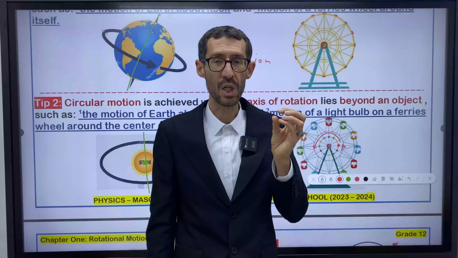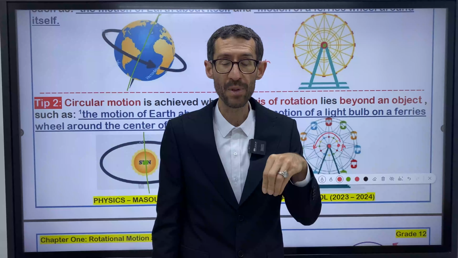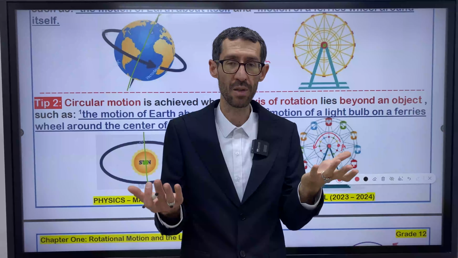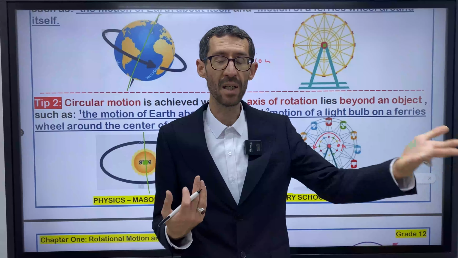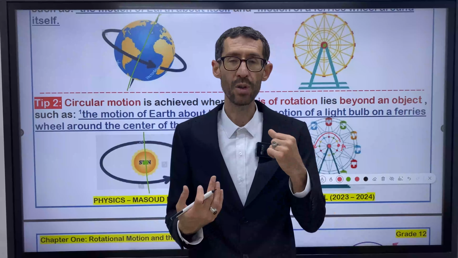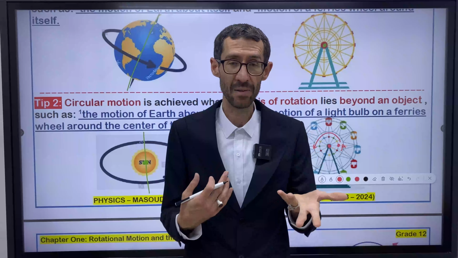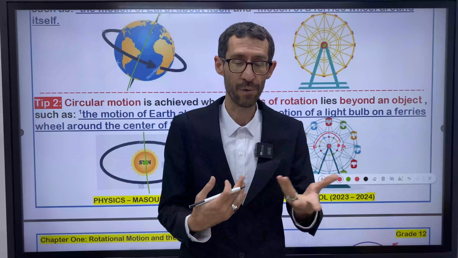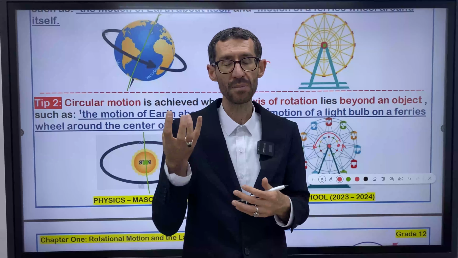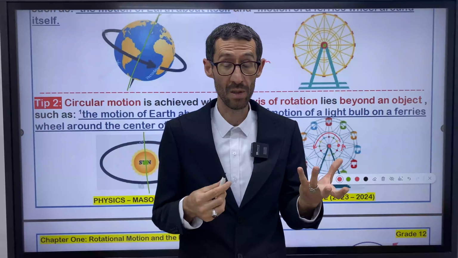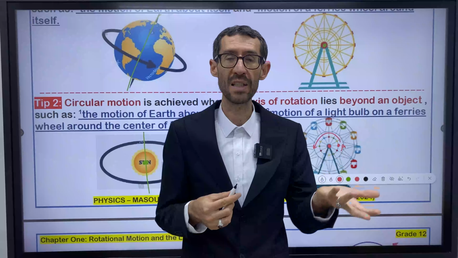If the axis of rotation lies within the object, that's why it's rotational. If the axis of rotation lies beyond the object, it's circular motion. I'm sure right now you know the answer, right? Let me reveal the answer for you. About the entire ceiling fan, we can say it's rotational motion. So the ceiling fan rotates about itself.